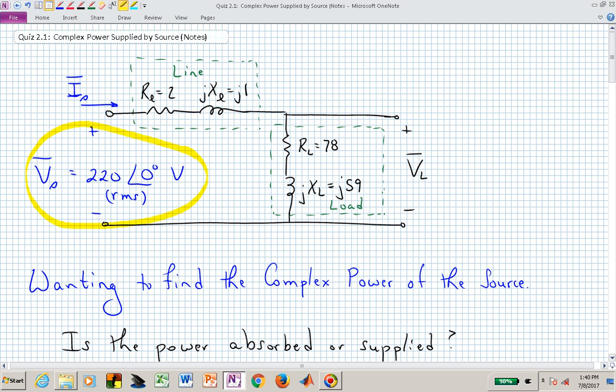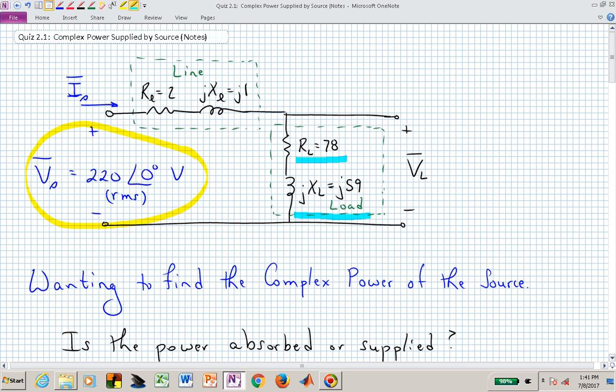a transmission line impedance consisting of a real part of 2 and an imaginary part of j1, and then we have our load on the right, or the vertical piece, and I'm denoting that with a voltage phasor of V sub L bar, and it's now comprised of a real part of 78 ohms and an imaginary piece of jX sub L, where that's j59.